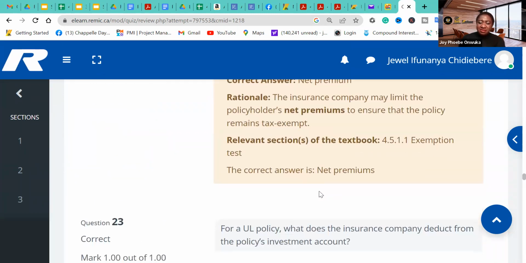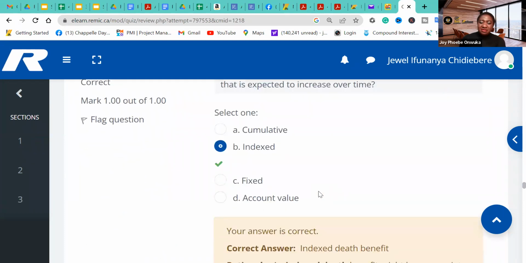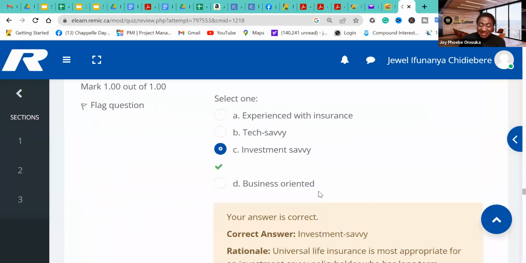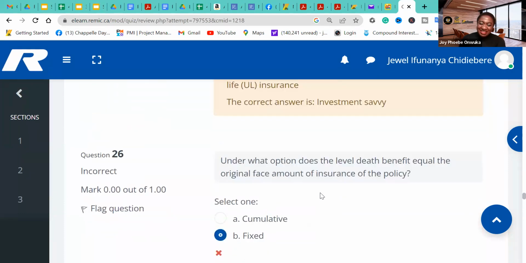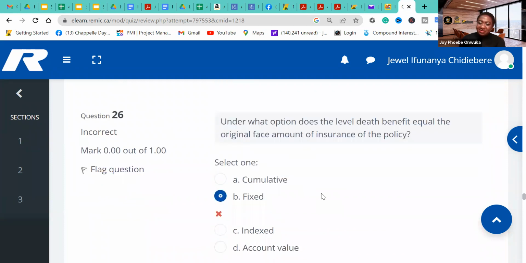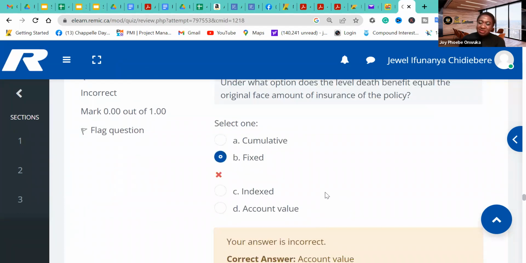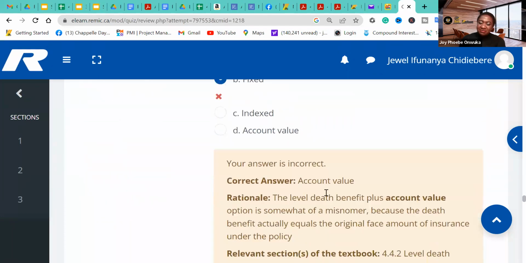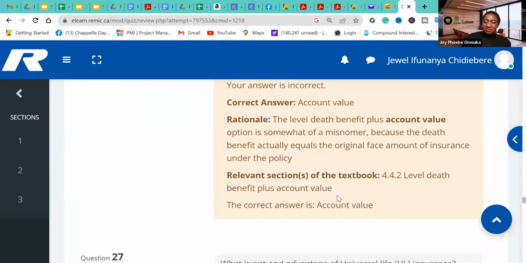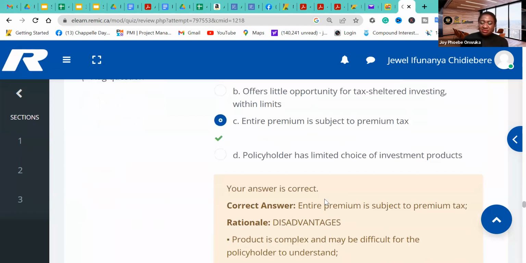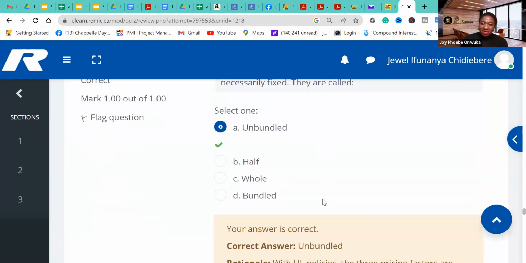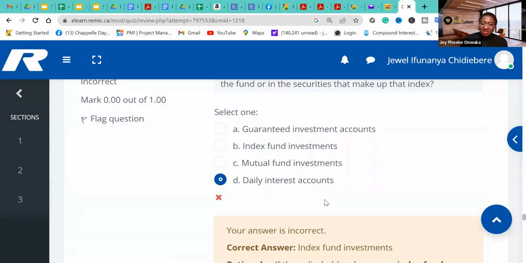We got this, we got this, and this. Oh, we didn't get this. Under what option does the level death benefit equal the original face amount of insurance of the policy? We said fixed cumulative index account value. Oh. Oh my God, you see that? So again, let's try and read all this.